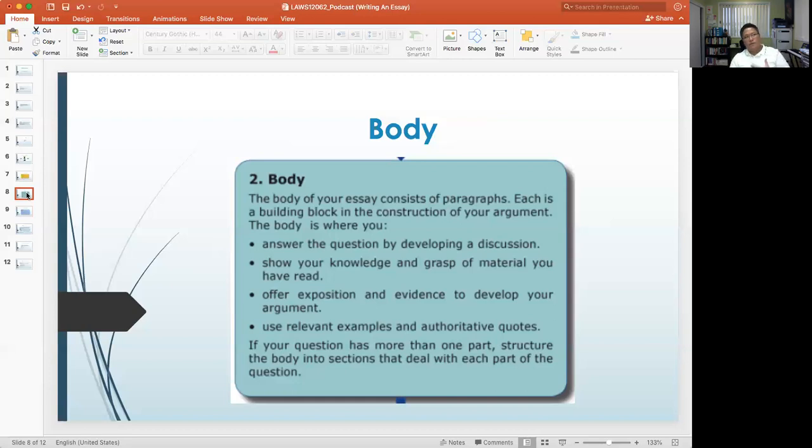In other words, if you're trying to use an idea from an authoritative source, could be an academic journal or a textbook, instead of relying on quotes and quoting sources verbatim, word for word, you should try to use your own words. And that's what's called paraphrasing. Okay, so when you have an idea, instead of quoting them, you use your own words. You're essentially paraphrasing the ideas of another person. Now, if your question has more than one part, structure the body into sections that deal with each part of the question. So, okay, we talked about the body.